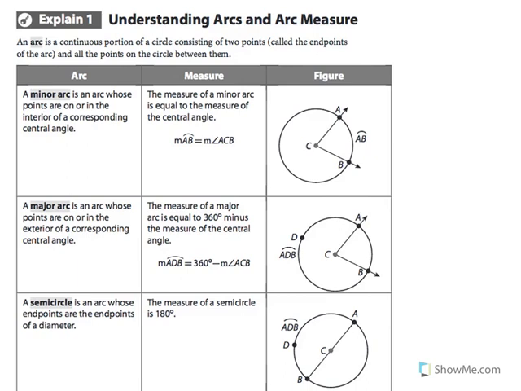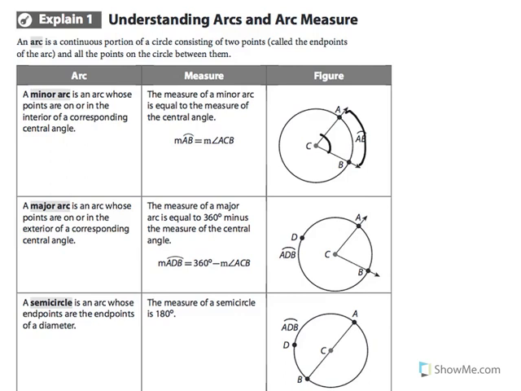Here are a set of definitions. An arc is a continuous portion of a circle consisting of two points called the endpoints of the arc and all the points on the circle between them. A minor arc is an arc whose points are on or in the interior of the corresponding central angle. The measure of a minor arc is equal to the measure of the central angle. So you see that the degree here is the same as the degree here.